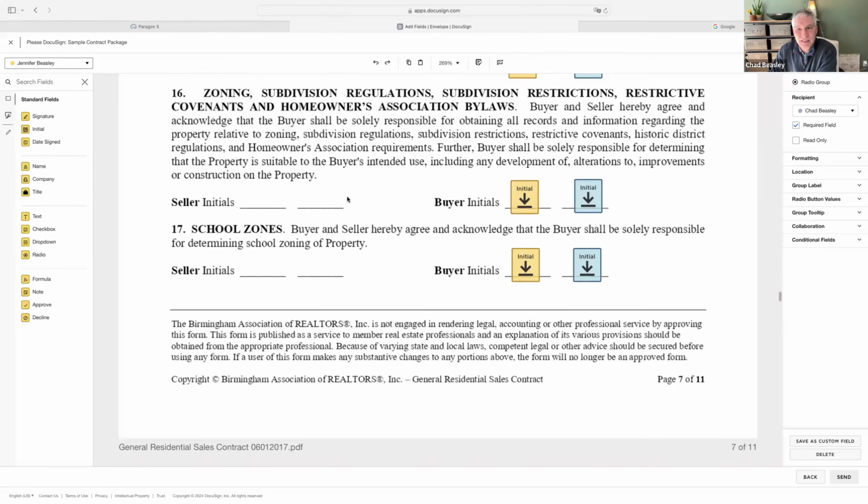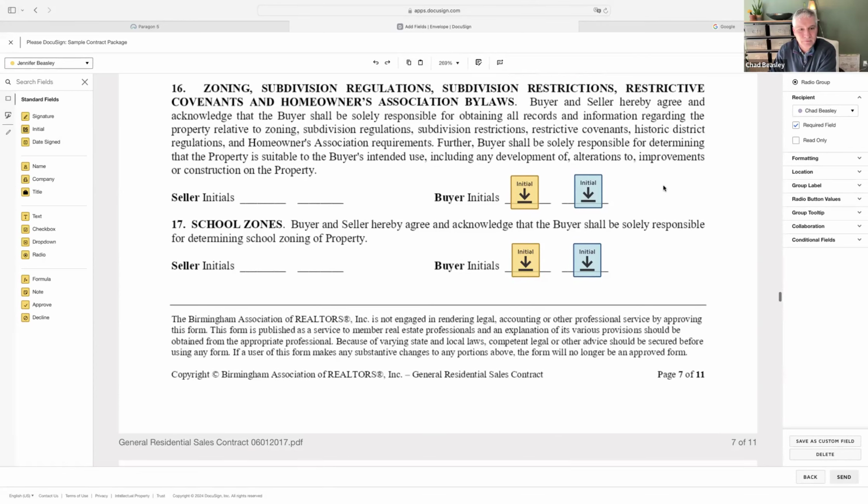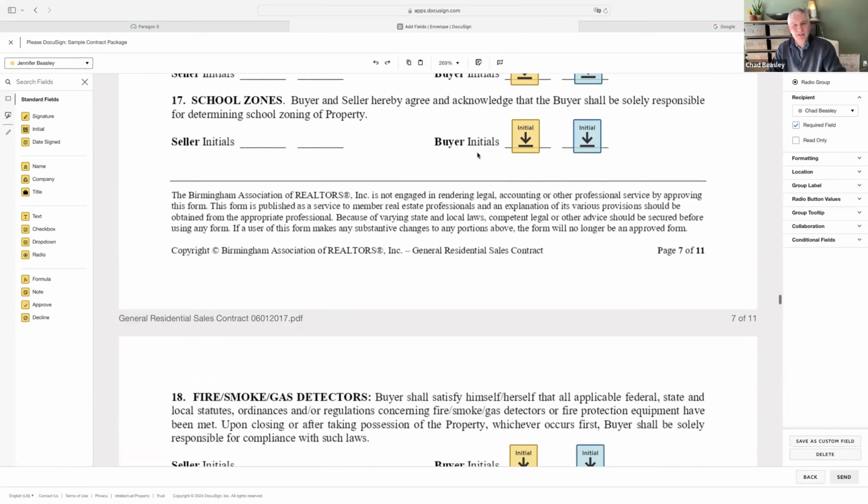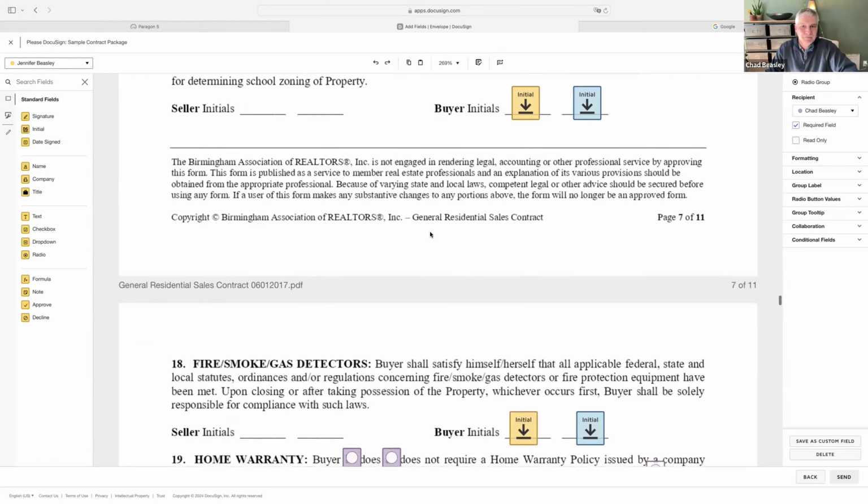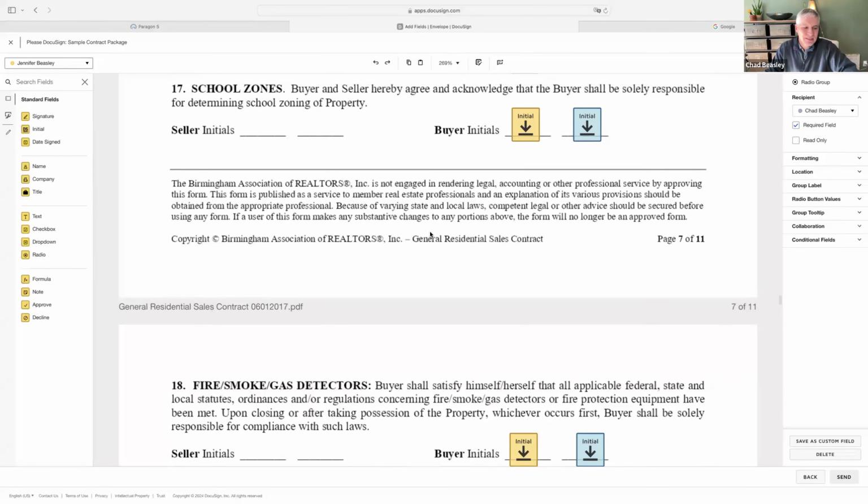Number 16 just says that the buyer and seller hereby agree and acknowledge that the buyer will be solely responsible for obtaining all records and information regarding property relative to zoning, subdivision regulations, restrictions, covenants, historic district regulations, HOA requirements, all of that stuff. Number 17, buyer and seller agree that the buyer is solely responsible for determining school zoning of the property. Those are things that I try to tell people, if it's something that's really important to them, I want them to check it out independently and not rely on me or what the listing agent put in MLS.